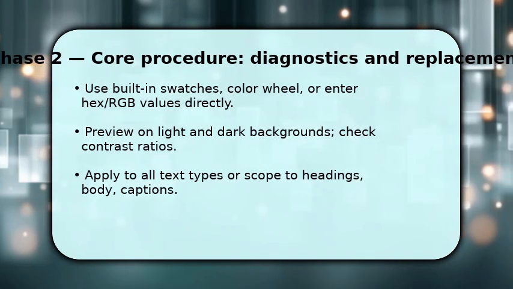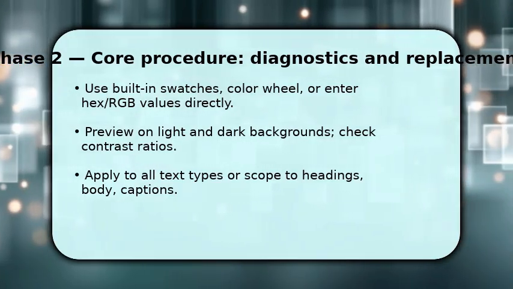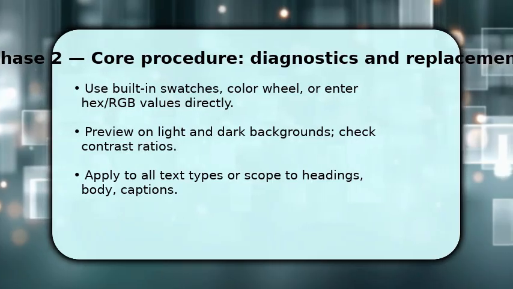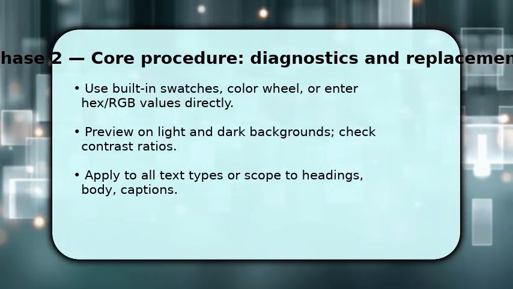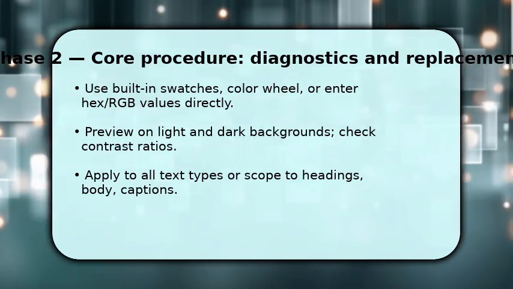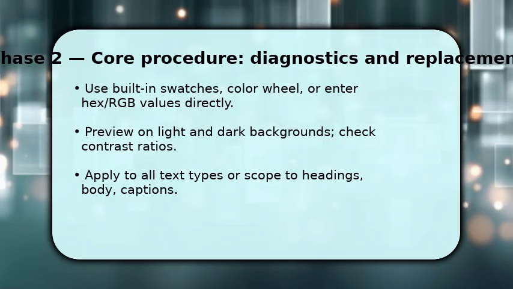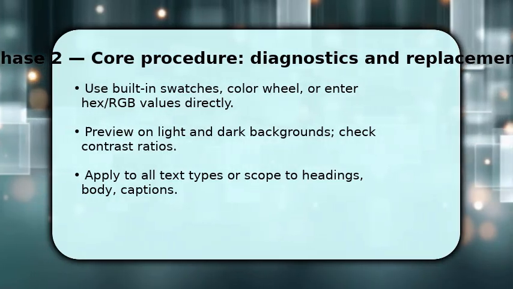Now you'll pick the color itself. Use swatches, a color wheel, or type a hex or RGB value to be precise. While selecting, preview on both light and dark backgrounds to verify readability and consider contrast ratios for accessibility. Then choose the scope: apply the color globally, or limit it to headings, body text, or captions.